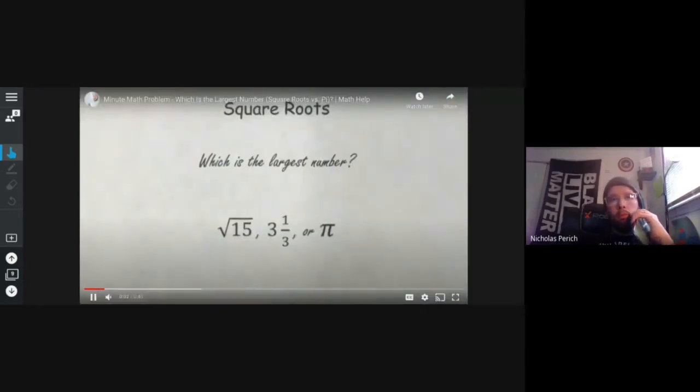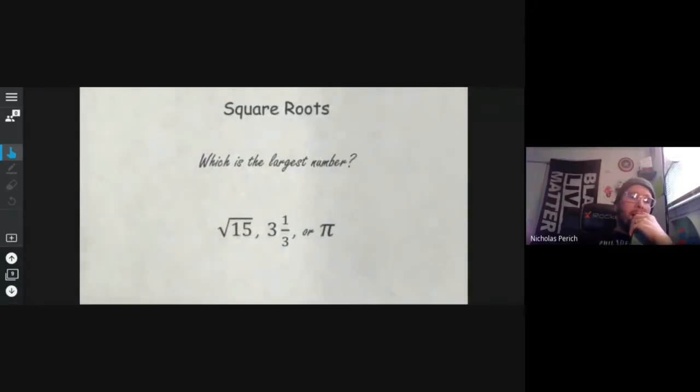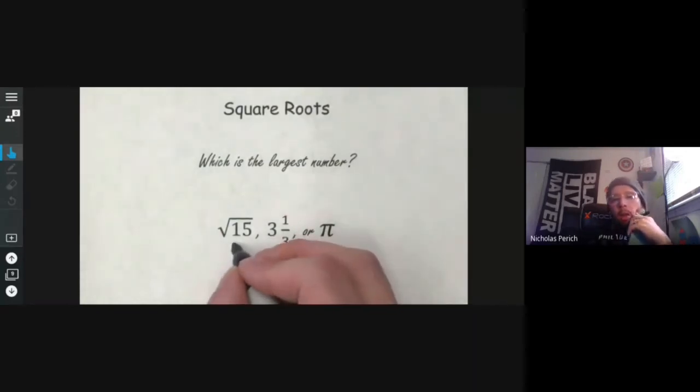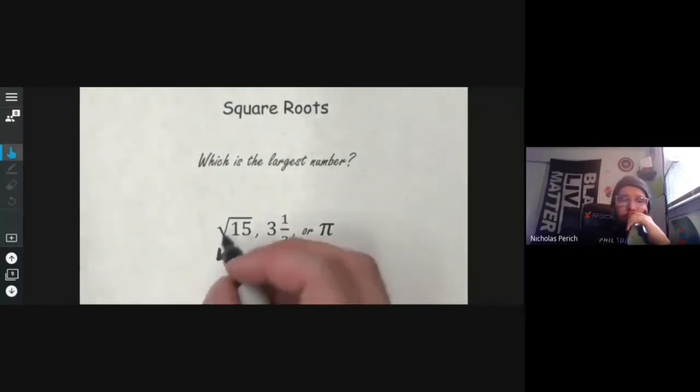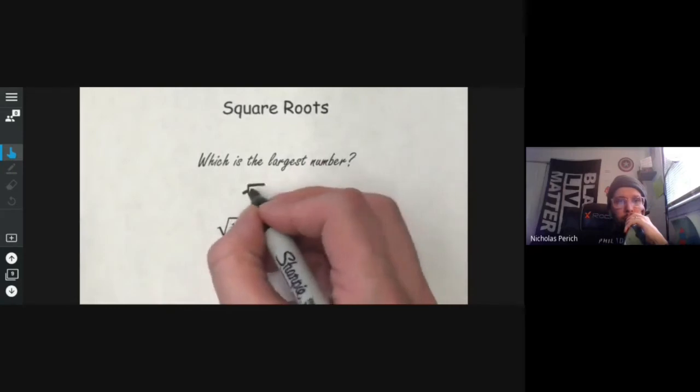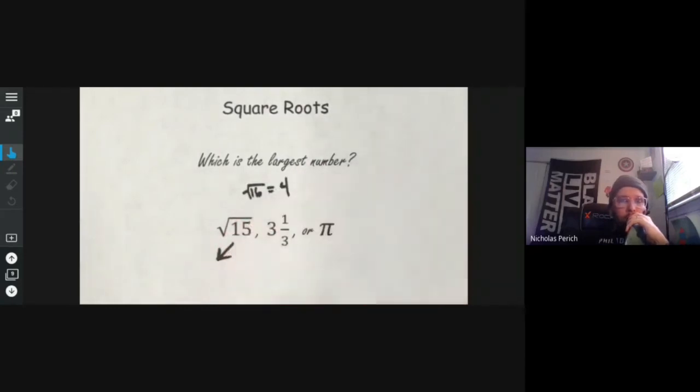Which is the largest number? Well, let's find out what each of these are. Square root of 15. I don't have a calculator, but I do know that the square root of 16 is 4. So this is going to be a little less than 4. So I'll write that out exactly like that.